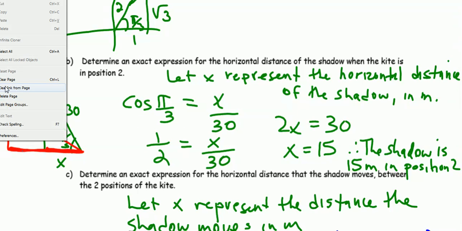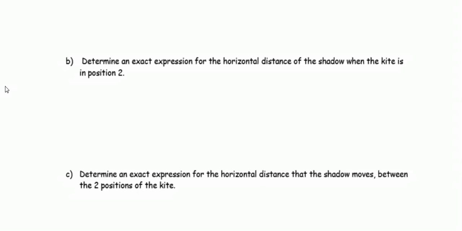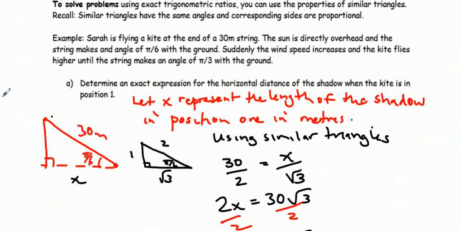Clear this off. Okay, determine an exact expression for the horizontal distance of the shadow when the kite is in position 2. Well, if we go back to our diagram here, position 2 said the gust of wind happened. So I'll just use a different color here. So this doesn't change its length, but it's going to change its position. So now it's here. It now forms an angle of pi by 3 with the ground, which means that the shadow is going to be quite a bit shorter. It's just going to be this distance here. Okay, you could call this, I don't know, do you want to call it y?